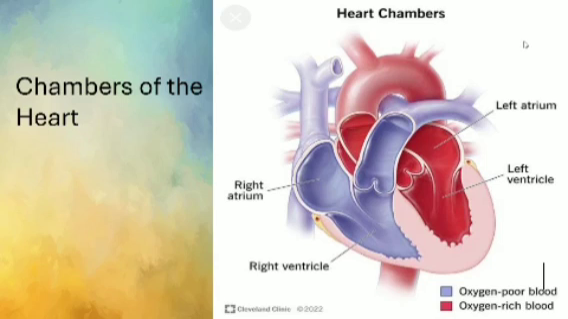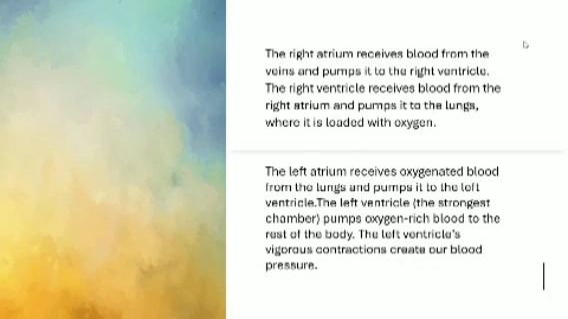As I said, there are 2 atria and 2 ventricles: right atrium, right ventricle, left atrium, left ventricle. Observe this picture. Here, the right atrium, what is the function of atria? The atrium receives blood, no? The atria receive blood from the veins of our body and pump it to the right ventricle. What is the function of ventricle? Pumping action.